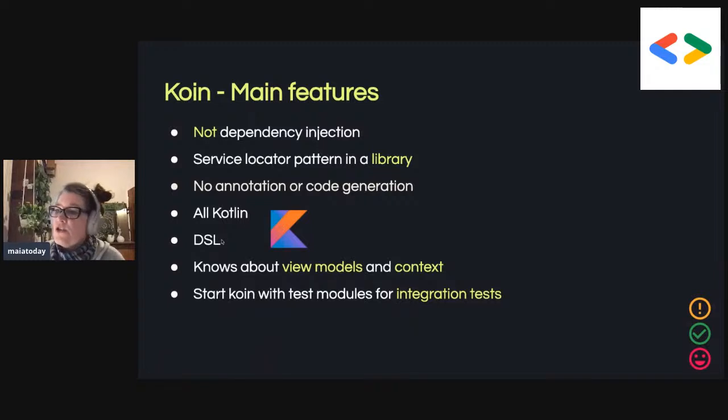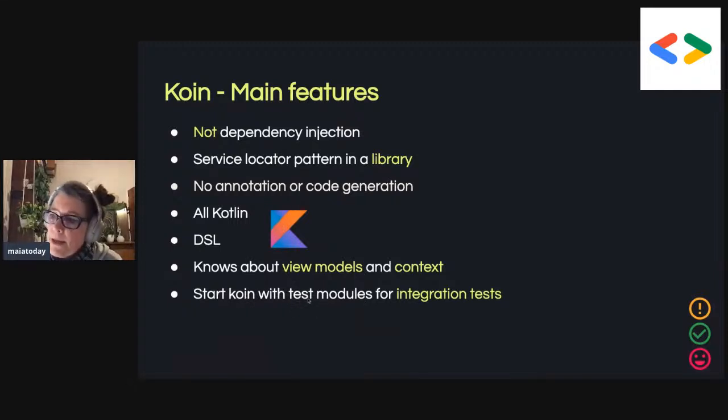So you set up your things using the DSL, and then you can just get the objects when you need them. It knows about view models, so it can inject view models into activities. And it also knows about Android application context. So if you need an application context in any one of your objects, you can pass that in. Also, it's got modules, so you can break things up. You don't need only one module, and it's got support for integration tests.